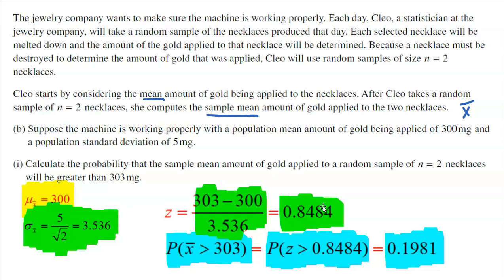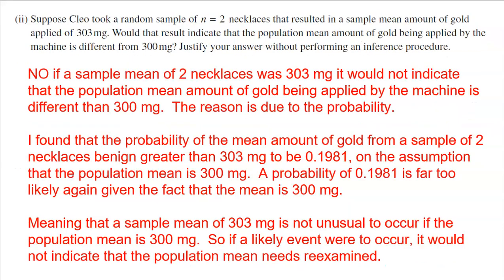So again, let's just quickly go back to this question. What we just got done finding is the probability that a sample of 2 necklaces has a mean greater than 303 milligrams. We got 0.1981. So now what they're saying is that it happened. She actually got a sample of 2 necklaces and the mean was 303. Would that indicate that something is wrong and the machine is not working?